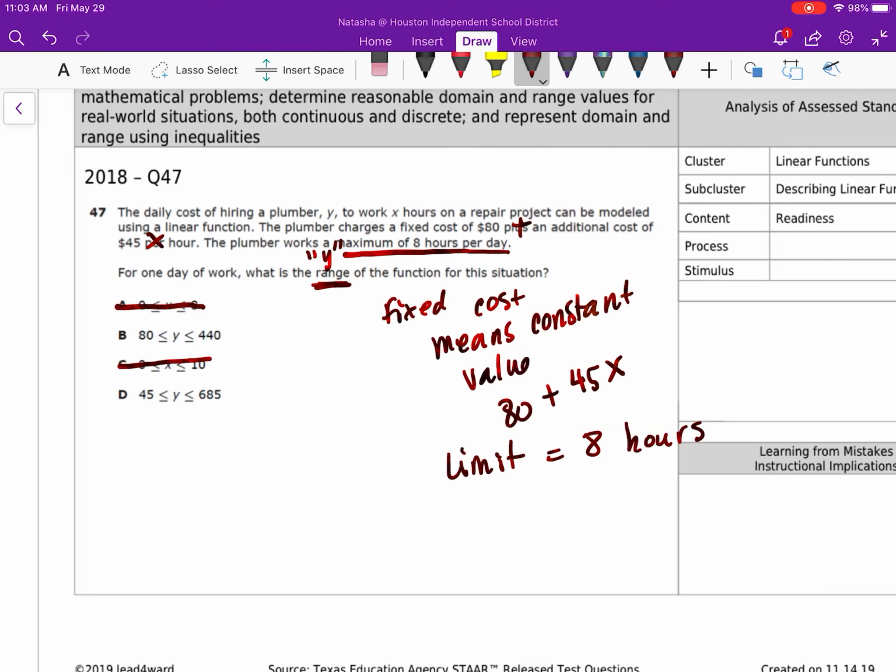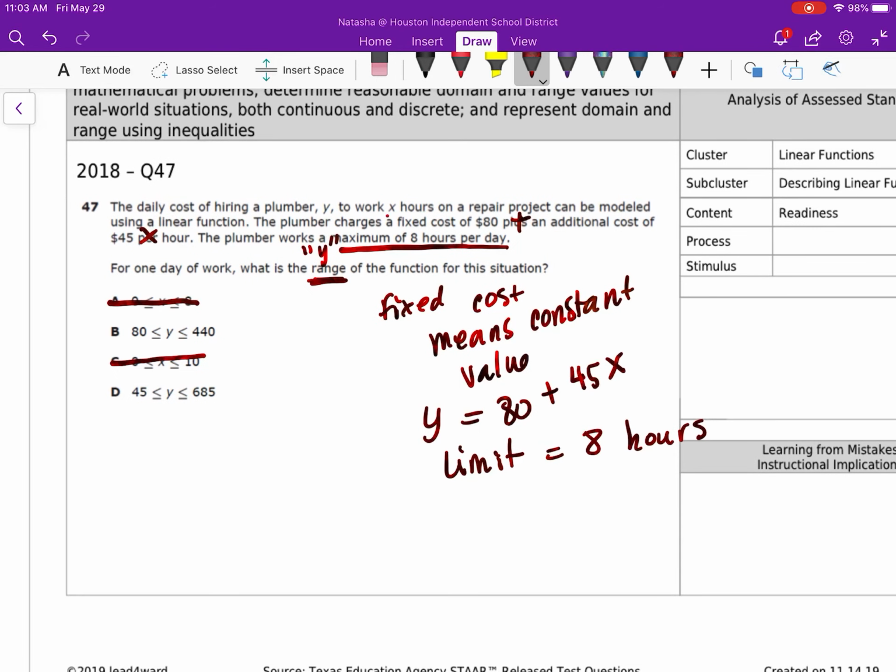So if I talk about my limit for the number of hours, let me write my equation, Y is equal to. My limit is hours, and it says X is represented by the number of hours. So my domain, I'm going to write my domain just so we can talk about it. My domain is going to be from 0 hours all the way to 8 hours. So I can work 0 hours, 1 hour, 2 hours, 3 hours, 4 hours, so on up to 8 hours.